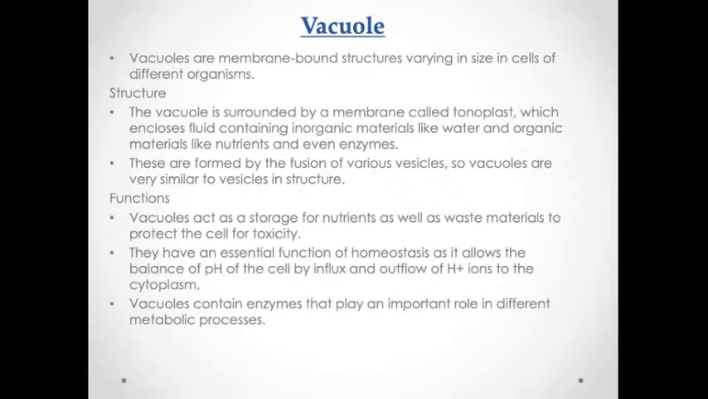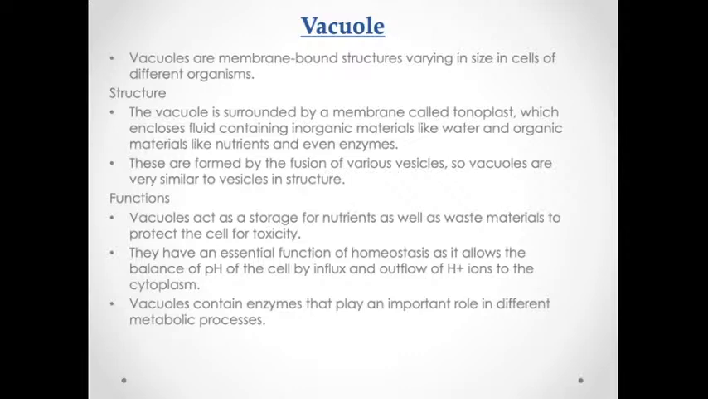So vacuoles are membrane-bound structures varying in size in different organisms. The vacuole is surrounded by a membrane called tonoplast, which encloses fluid containing inorganic materials like water and organic materials like nutrients and even enzymes. So these are formed by fusion of various vesicles. So vacuoles are very similar to vesicles in structure.